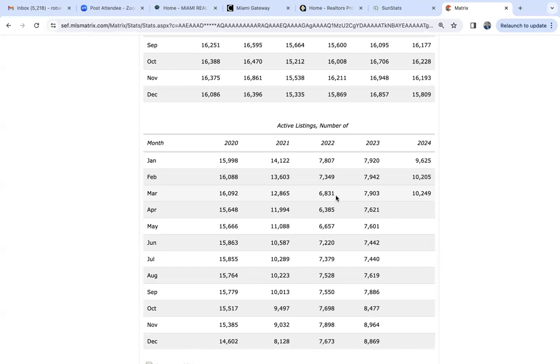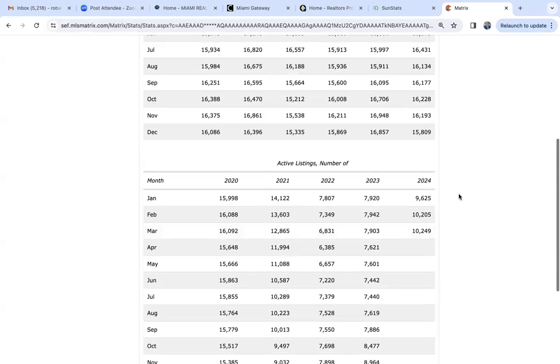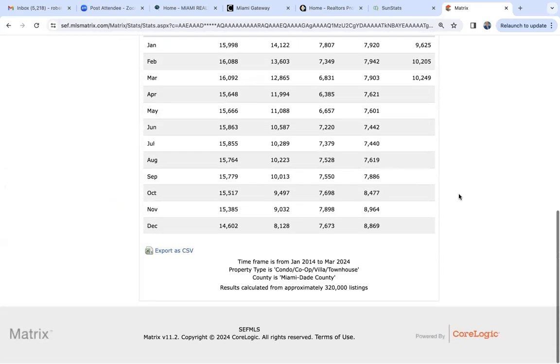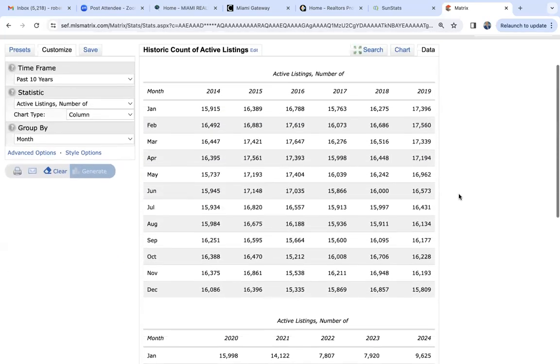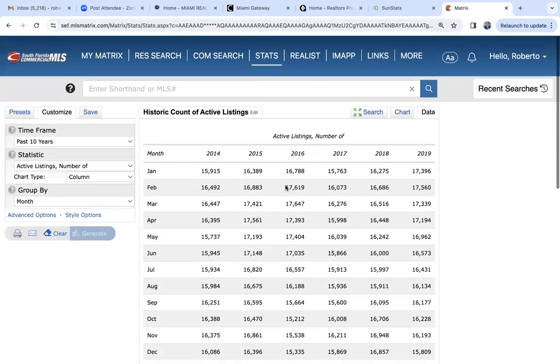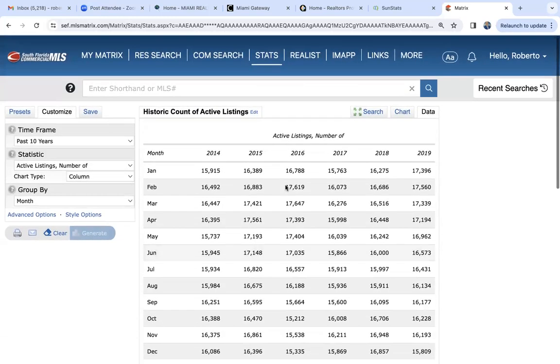Not the case here. We went from 7,900 to 10,249, so we increased by more than 2,000 condos from one year to the other. All right, so there's definitely an increase in inventory of condos in the last couple of years. The highest point for availability in condos was sometime in 2015 and 2016. I see a couple of 17,000 markers here, so that was pretty much the highest point in inventory in the last 10 years.